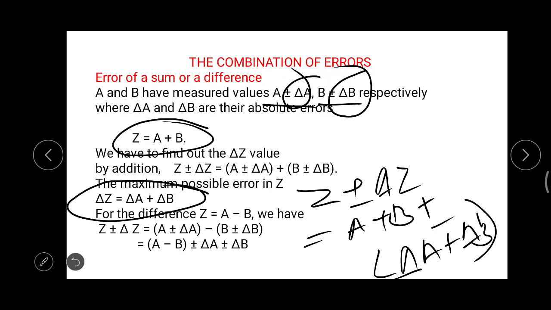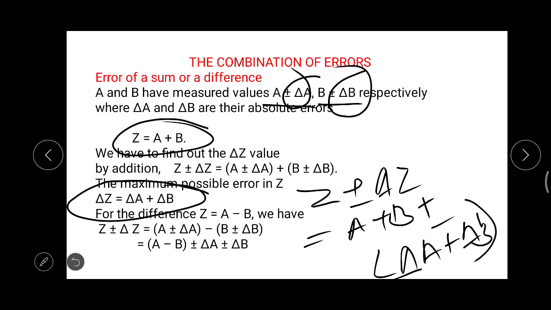So suppose the values are A plus delta A and B plus delta B. If you are adding these two values, then the Z value will be equal to A plus B, and the delta Z value, that is the error, will be equal to delta A plus delta B.